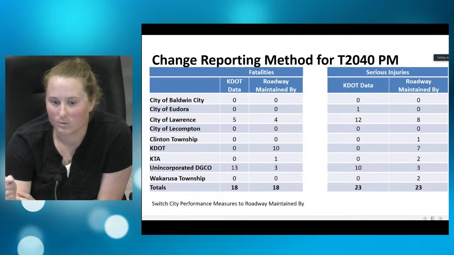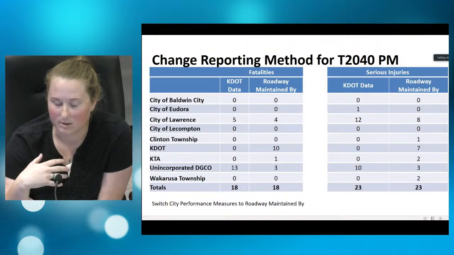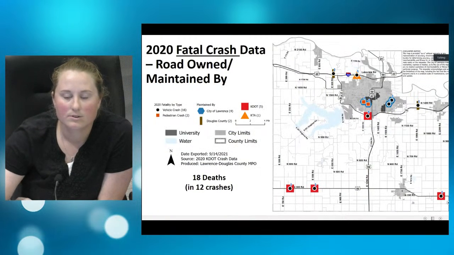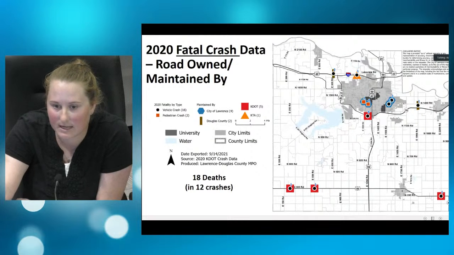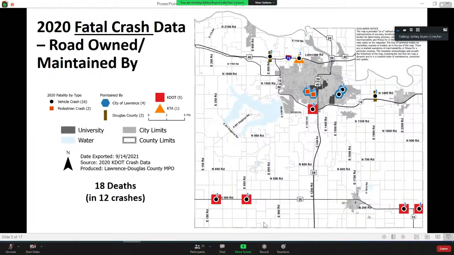I also updated the way that we were doing the performance measures on the PDF that was attached to the agenda to show the crashes by the road owner and maintainer. So this is the map of fatalities showing the crashes and the road owner. The red squares are KDOT, the blue hexagons are City of Lawrence, and then KTA and Douglas County are the brown bars.